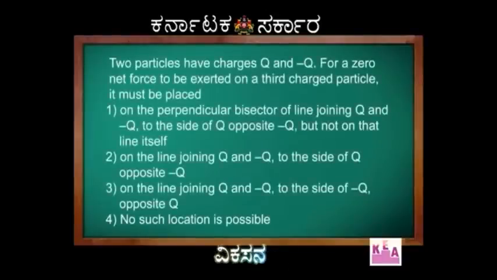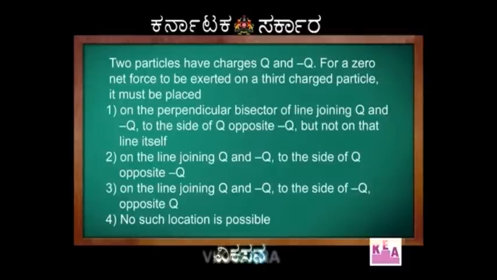Two particles have the charges Q and minus Q. For a zero net force to be exerted on the third charged particle, it must be placed, first option, on the perpendicular bisector of the line joining Q and minus Q, but not on the line itself. Second, on the line joining Q and minus Q to the side of Q opposite to minus Q. Third, on the line joining Q and minus Q to the side of minus Q but opposite to Q. Fourth, no such location is possible.